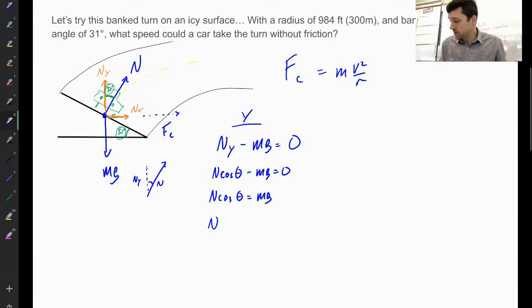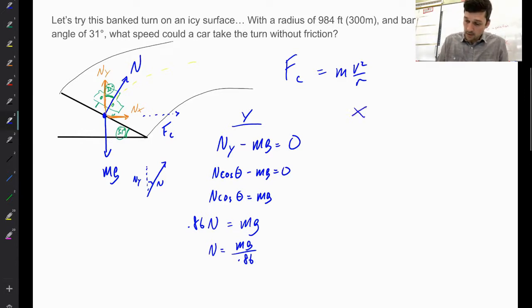Since cosine of theta is known, well, we know the angle is 31 degrees. Cos of 31 is 0.86. So we've got 0.86 times the normal force equals mg. Normal force equals mg over 0.86. Just keep that there for a little bit.